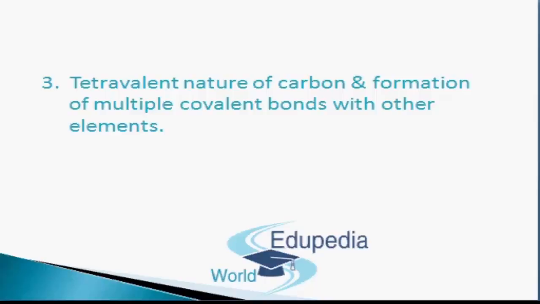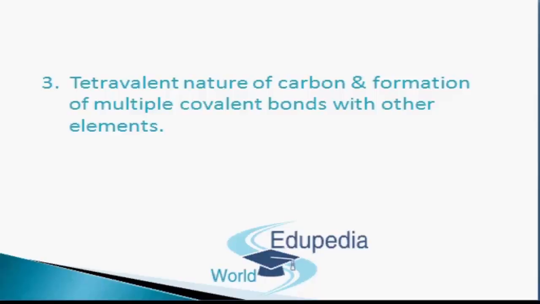Instead of attaining noble gas configuration through a C4+ cation, carbon satisfies its valency by forming 4 single bonds with hydrogen and halogens. Carbon has the tendency to attain octet through the formation of multiple covalent bonds with nitrogen, oxygen, sulfur, etc., giving rise to the formation of compounds with specific properties. Carbon forms multiple covalent bonds.